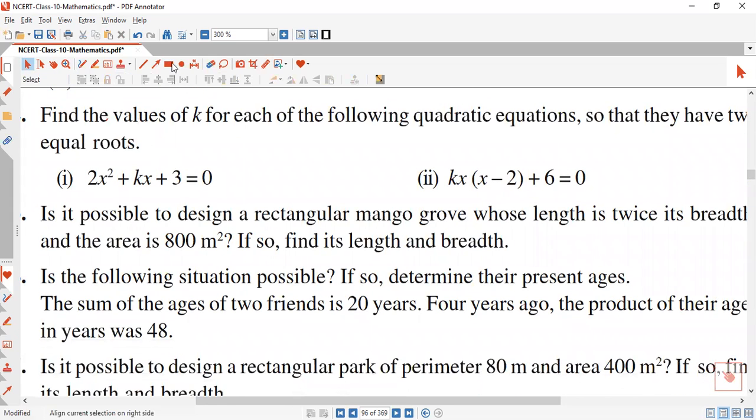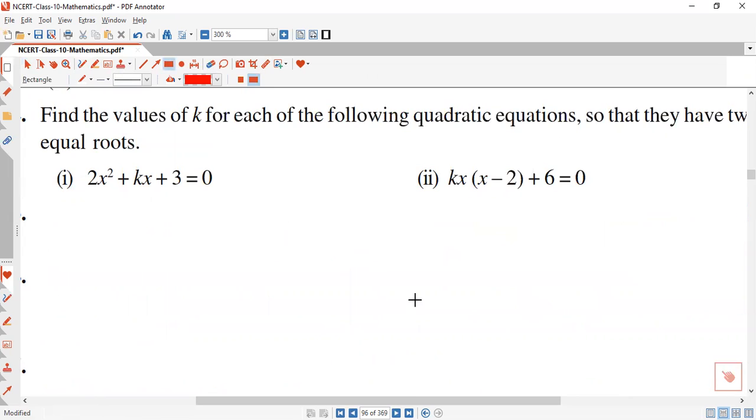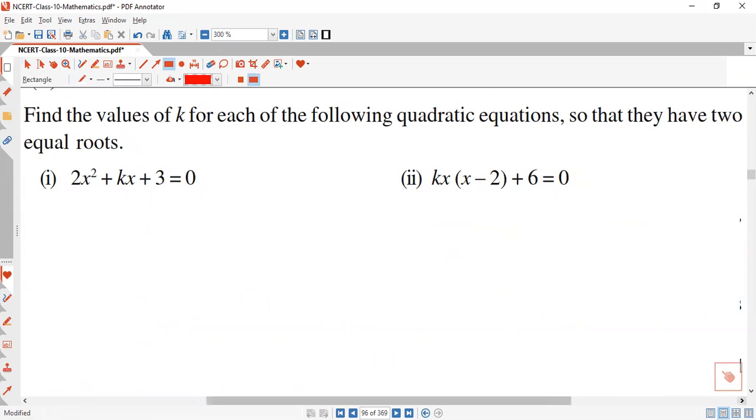Now see question number 2. Find the values of k for each of the following quadratic equations so that they have two equal roots. I have to find out the value of k for these quadratic equations so that they have two equal roots. Two equal roots means delta should be equal to 0. They have two equal roots only under the condition that delta equals 0.